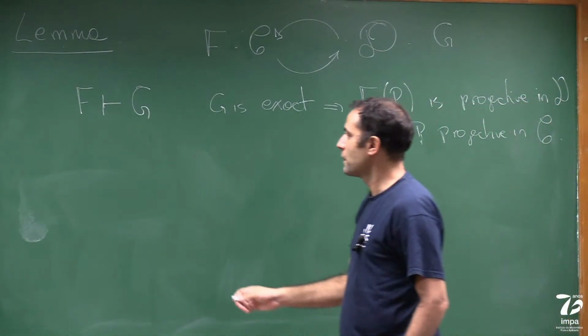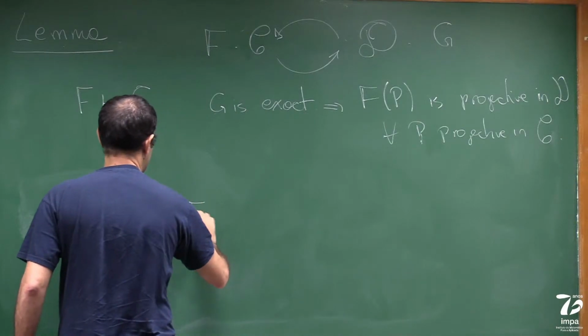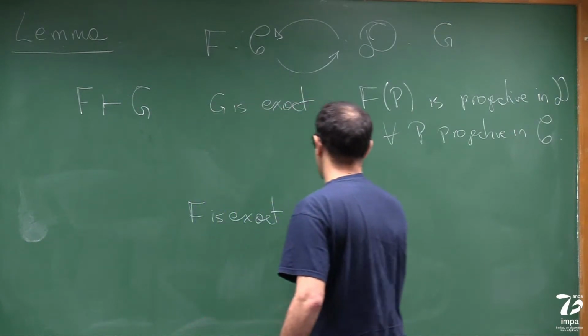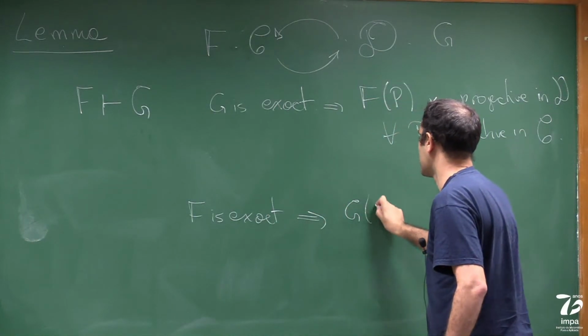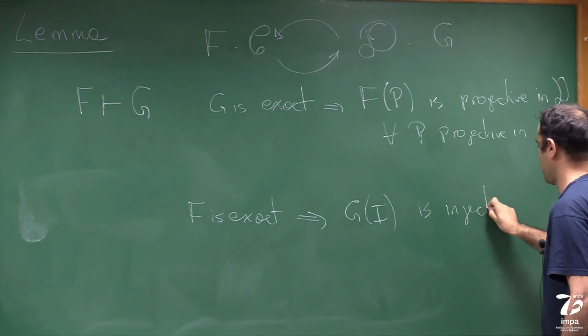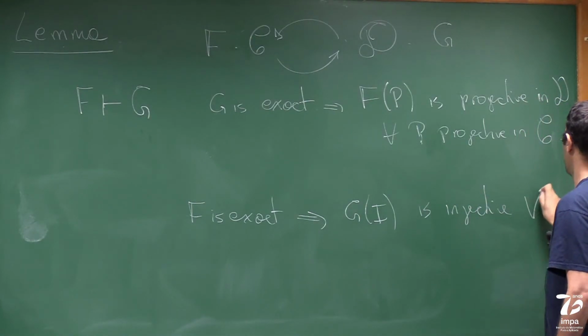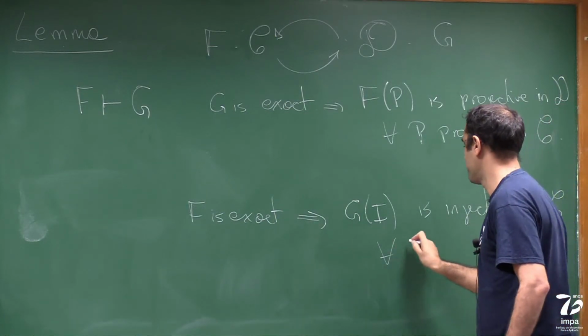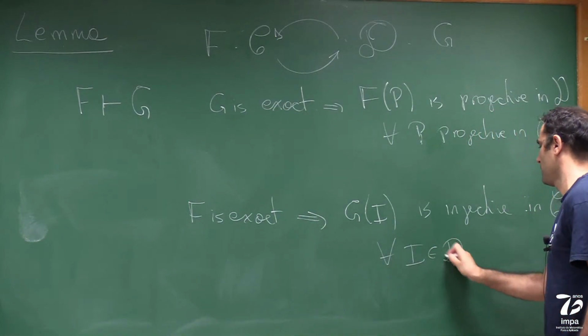And conversely, if F is exact, then G preserves injectives, for every I injective in D.